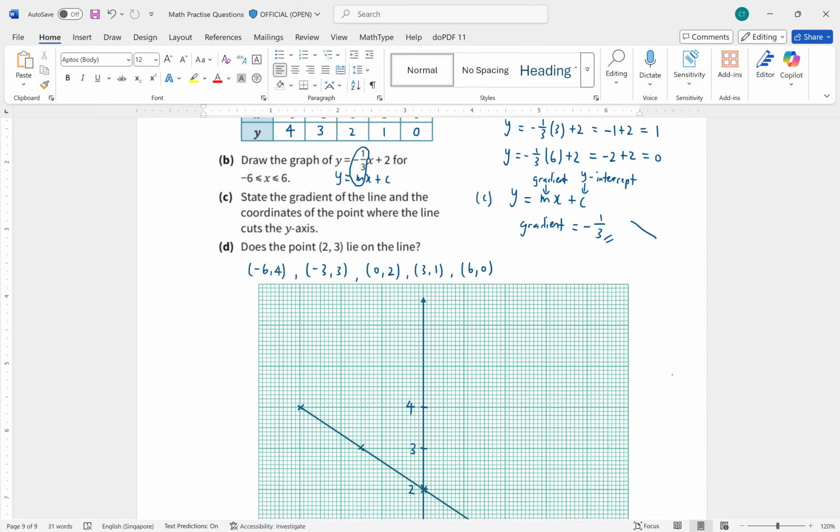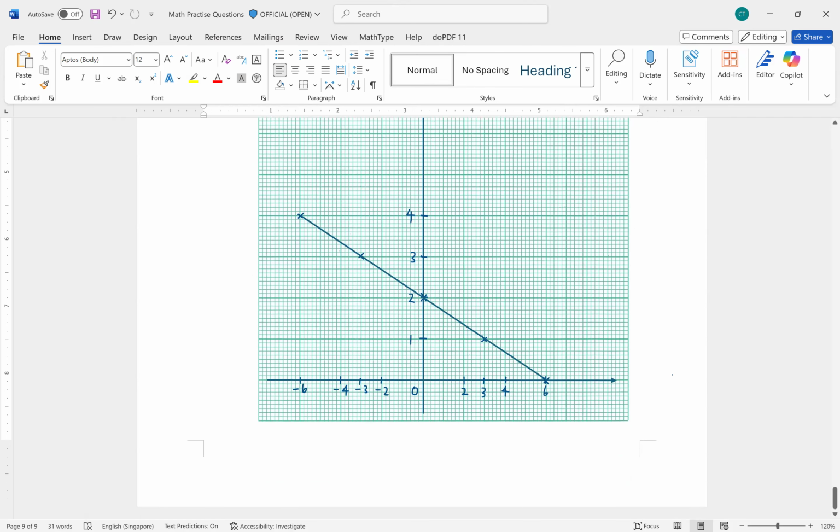And the coordinates of the point where the line cuts the y-axis, you can see the y-intercept, the c, is 2. So the coordinates of the y-intercept is going to be (0, 2). If you refer to your graph, you can also see your line passes through this point over here, which is (0, 2). Okay, so this is how it works. It passes through (0, 2).